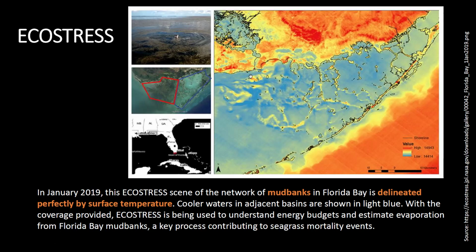So you can see that there are cooler waters next to the basins in light blue. With the cool pictures of the coverage, they can use how the energy budgets work, as well as the evaporation basically from these mud banks. And it really helps determine how much seagrass will live or die along the shoreline. Seagrass is a really important ecosystem provider.